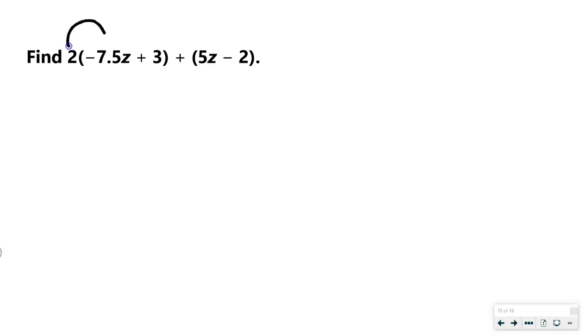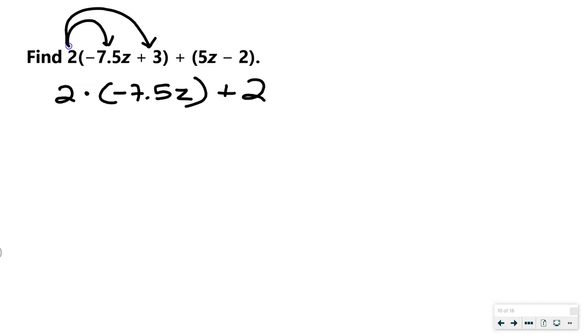Here we go, we have to distribute before we simplify, so we'll have to distribute that. So it's 2 times a negative 7 and 5/10 z plus a 2 times 3 plus 5z. I always cross my z's so they don't look like 2's in the end. And then against the positive means the signs will stay the same.